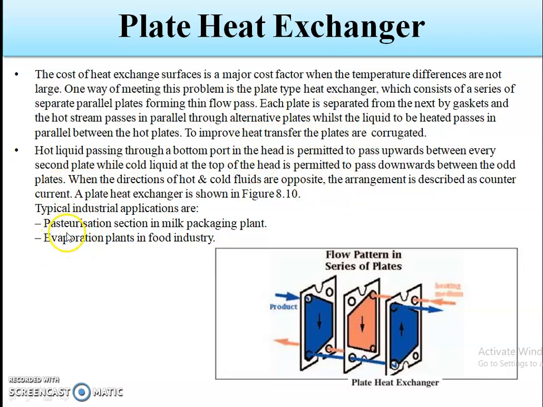For industrial application, this type of plate heat exchanger is used for the pasteurization section in the milk packaging plant and the evaporation plant in the food industries. So this type of heat exchanger is used for food processing industries and also milk packaging plants. You can see in this plate type heat exchanger the product goes in from this direction, and after completion of the process it goes out in the other direction. So this process is useful for the food processing industries.